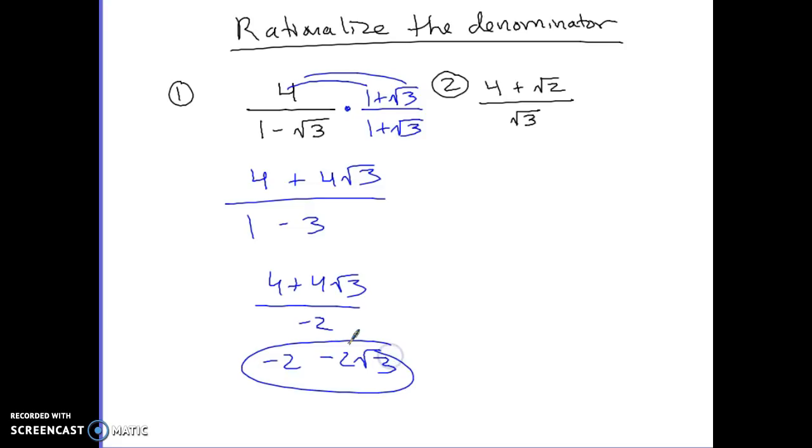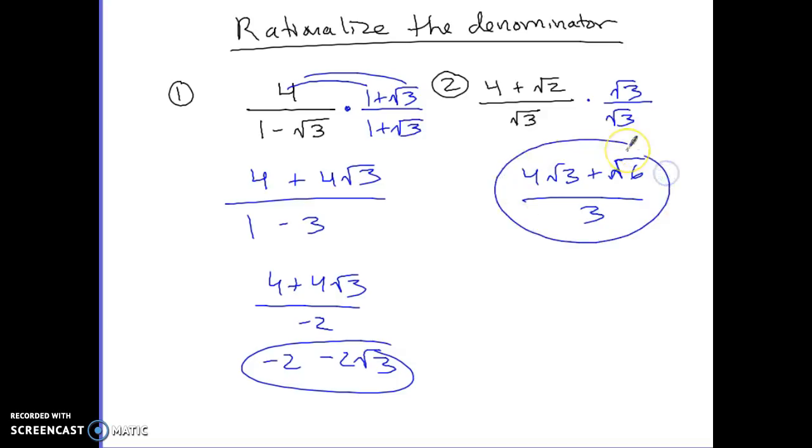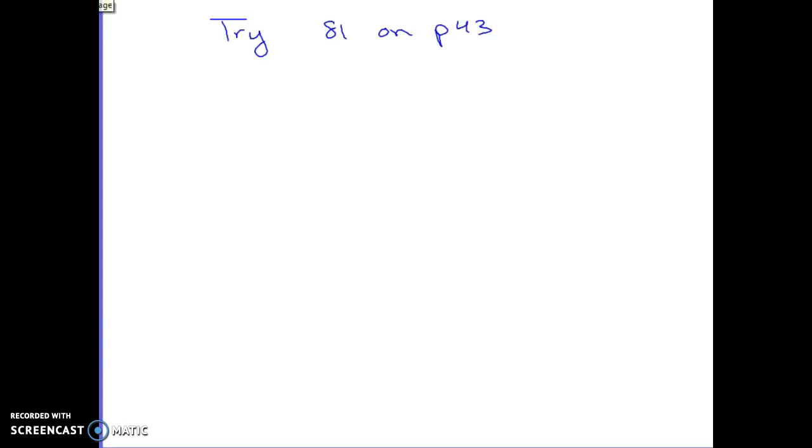and so you're done. Now, if you only have one piece like this, all you have to do is multiply it by radical 3. Whoa. Okay, and then I can leave it like that. So that's super quick, so pause it, ask questions if you got them. Try 81 on page 43, and that's all I have for you. That's going to help you out a lot with the next section.